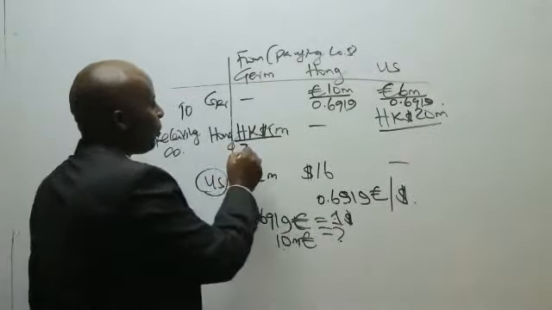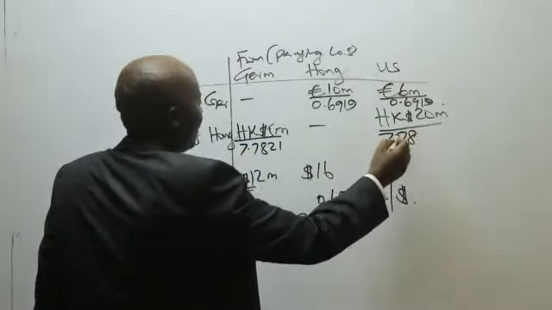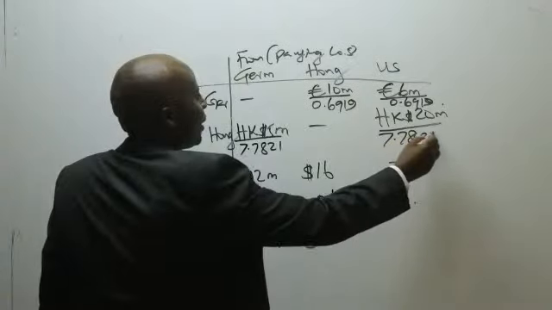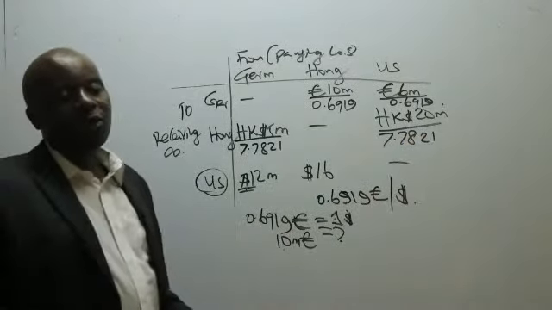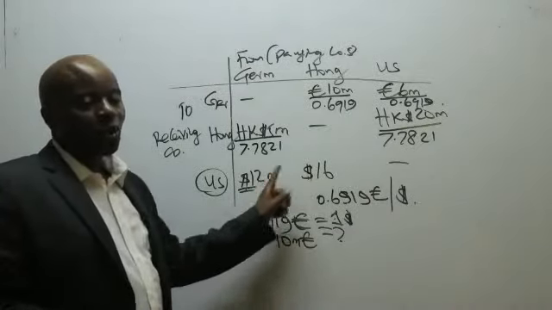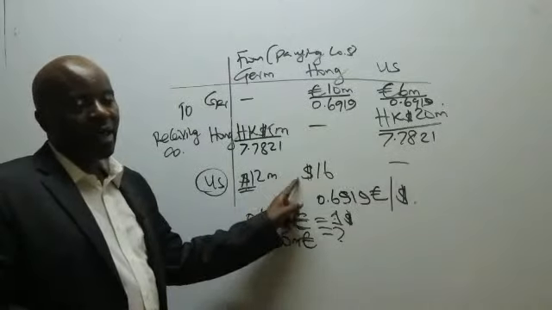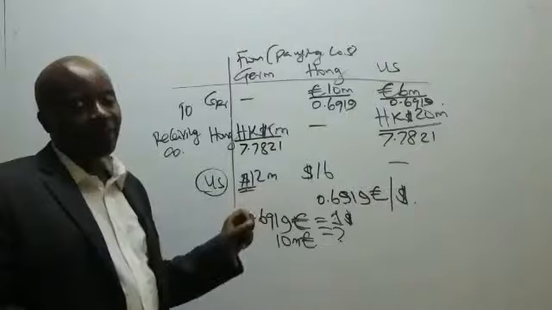7.7821. That is true, 7.7821. Thank you very much. Please, these are already in the form of what here? Dollars. So you should never bother, in this case, exchanging them. These are already US dollars.